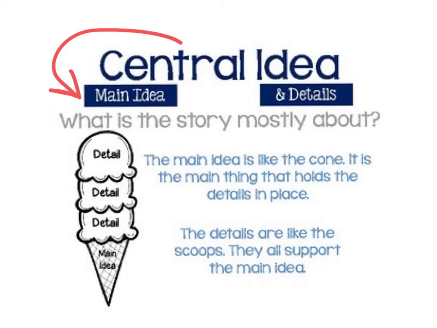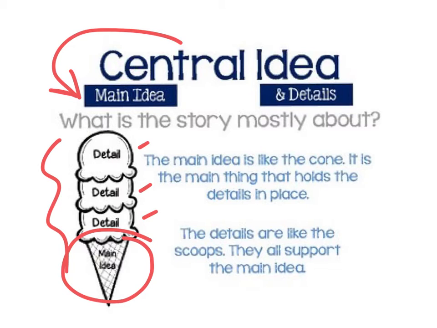Let's keep it simple. I really like the analogy of an ice cream cone when we're talking about central idea and details. Because main idea or central idea is like that cone that holds everything in place. The details are the scoops of ice cream that get added to it to give you more information. But the cone is the main piece of information, the main point of what the author of that particular piece of text is trying to get you to understand.